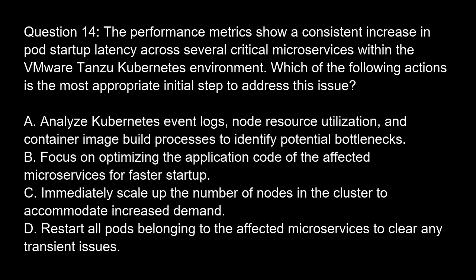Option A. Analyze Kubernetes event logs, node resource utilization, and container image build processes to identify potential bottlenecks. Option B. Focus on optimizing the application code of the affected microservices for faster startup. Option C. Immediately scale up the number of nodes in the cluster to accommodate increased demand. Option D. Restart all pods belonging to the affected microservices to clear any transient issues.